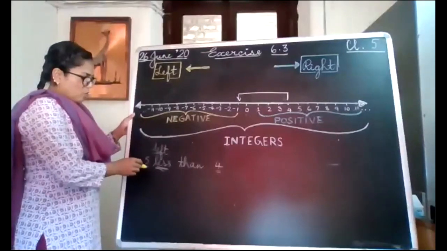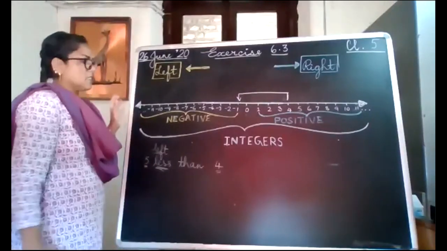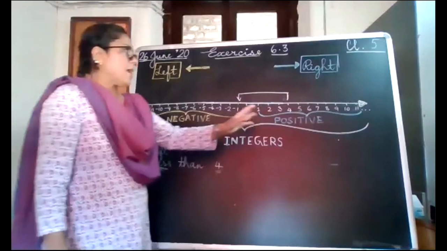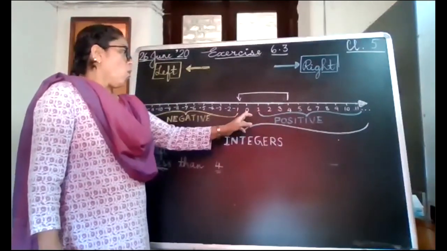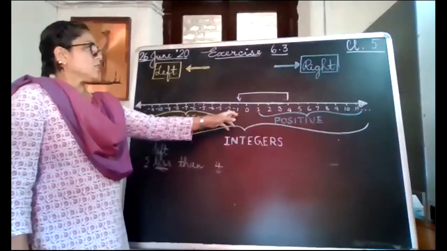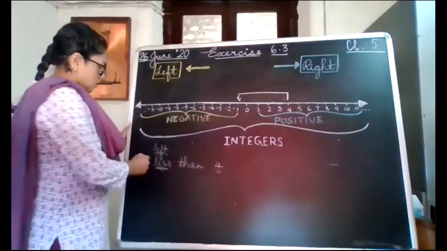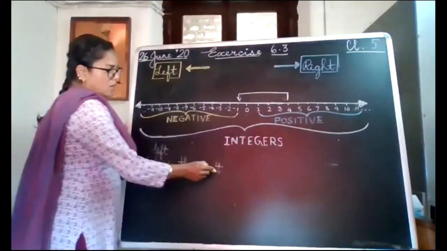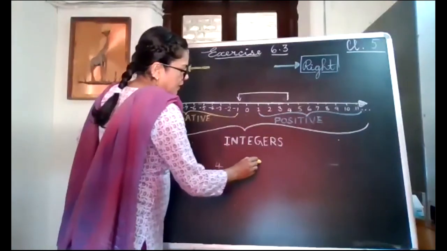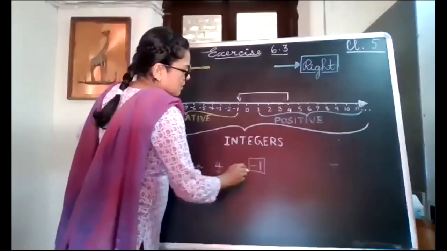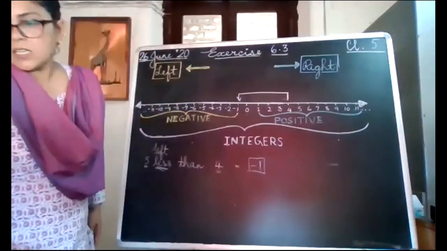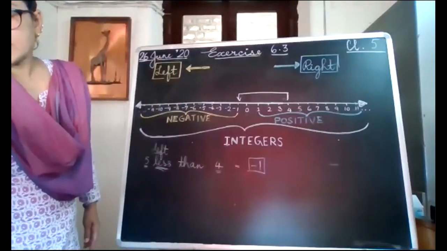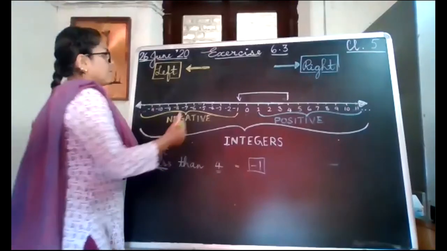And how much you will move to the left? 5 places. So 4 को गिनना नहीं है, 4 के बाद 1, 2, 3, 4, 5. So your arrow will stop at -1. So 5 less than 4 means -1. This is your answer. Second question is 8 less than -11.